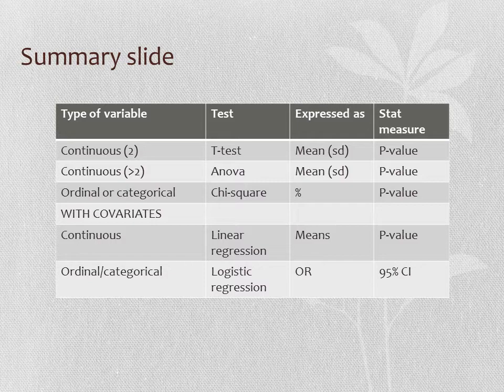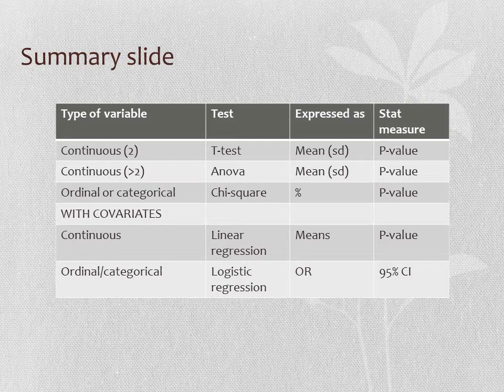A continuous variable with 2 groups is studied with a t-test, and the results are expressed as mean and standard deviation for each group. And the statistical measure that's used is a p-value. If it's a continuous variable and there's more than 2 groups, then analysis of variance is used, and it's expressed as a mean with a standard deviation, and the statistical measure is a p-value. If it's an ordinal or categorical variable, we use chi-square, and the results are expressed as such and such percent of people in group 1 versus such and such percent of people in group 2 had the outcome, and it's a p-value.